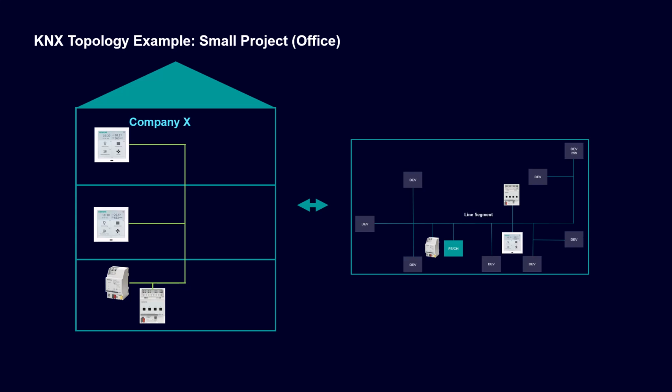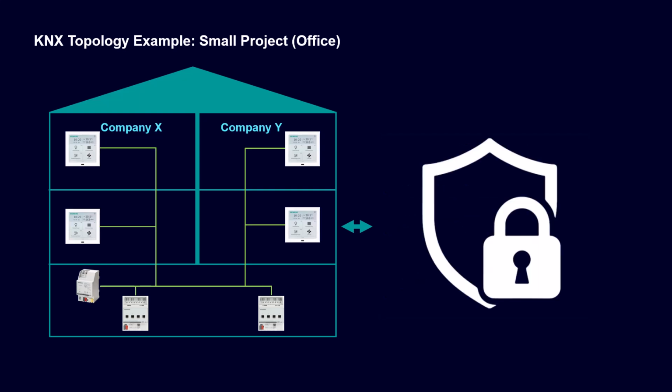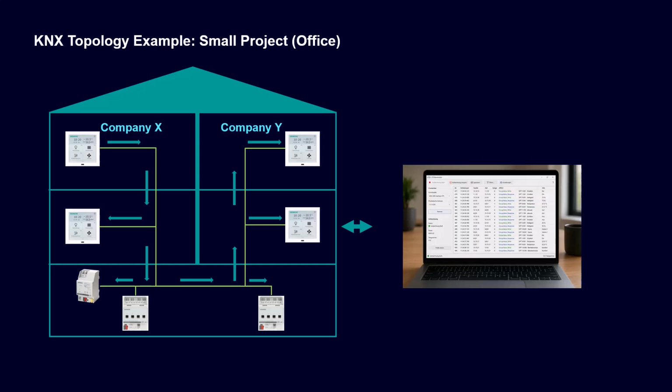But what happens when an office building is used not by just one company but by several? At precisely this point, we once again encounter the previously mentioned challenges. In this scenario, in addition to the core points of bus current consumption and telegram load, we want to pay special attention to the topic of security. In the KNX system, as we have already learned, all telegrams within a line are sent to all devices. Functionally, this is not a problem at first. However, this creates a significant security concern.